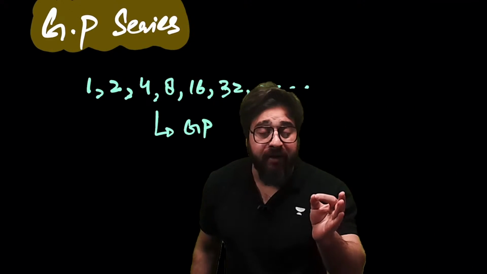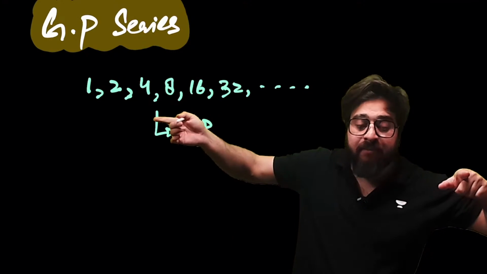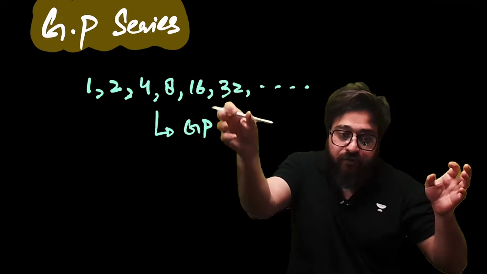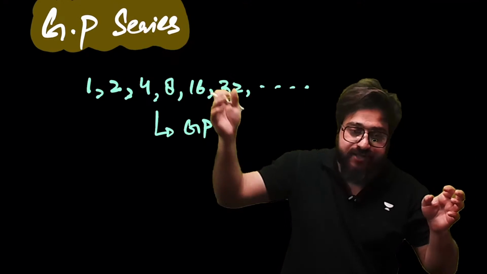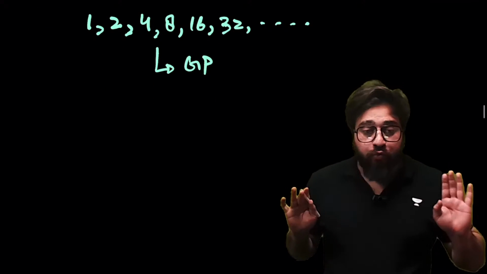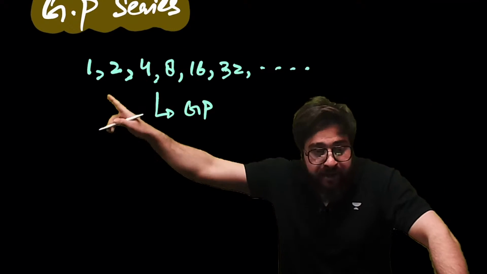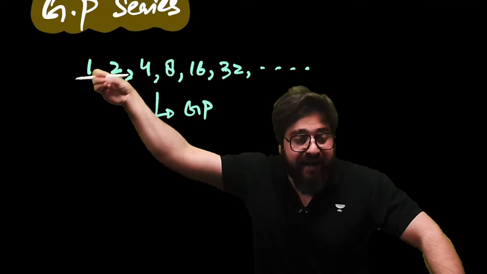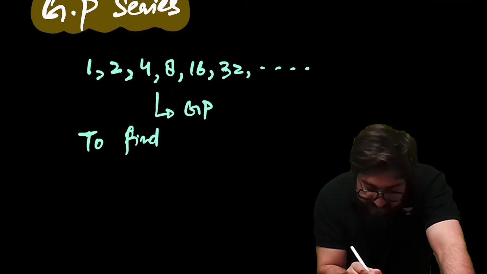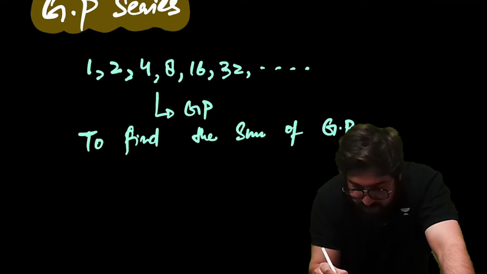If you have a number and keep on multiplying it with the same number, like 2 into 1 is 2, 2 into 2 is 4, 4 into 2 is 8, 8 into 2 is 16, it becomes a geometric progression. Now, if I ask you to find the sum of all of these numbers, 1 plus 2 plus 4 plus 8 plus 16 plus 32, that is to find the sum of a geometric progression.